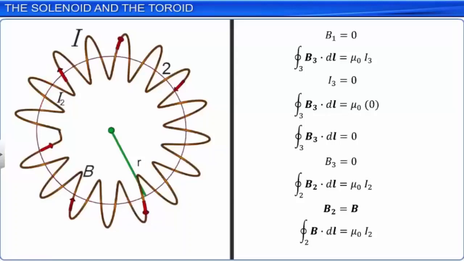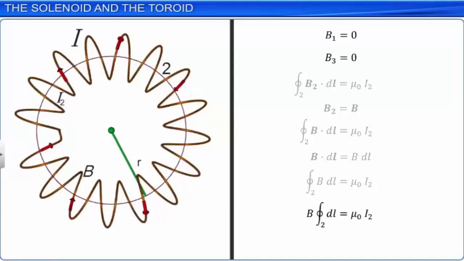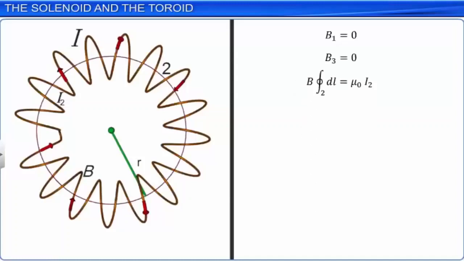As cos 0 is 1, we get B dot dl equal to B dl cos 0, which is equal to B dl. Since the magnitude of the magnetic induction is constant inside the toroid, this equation can be represented as B integral over the closed loop 2 dl is equal to mu naught I2. The total length of the Amperian loop 2 is its circumference, which is equal to 2 pi r. Thus, B into 2 pi r is equal to mu naught I2.